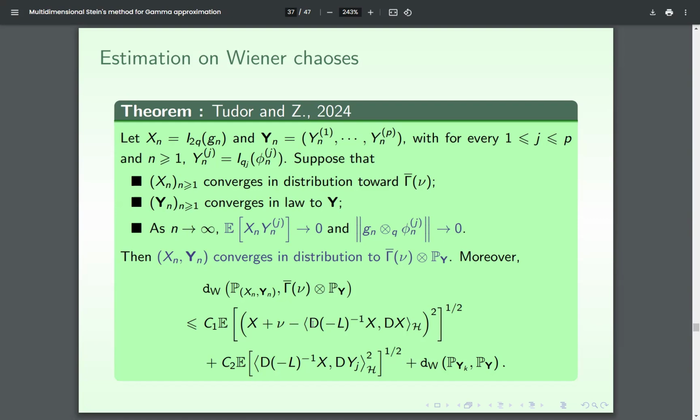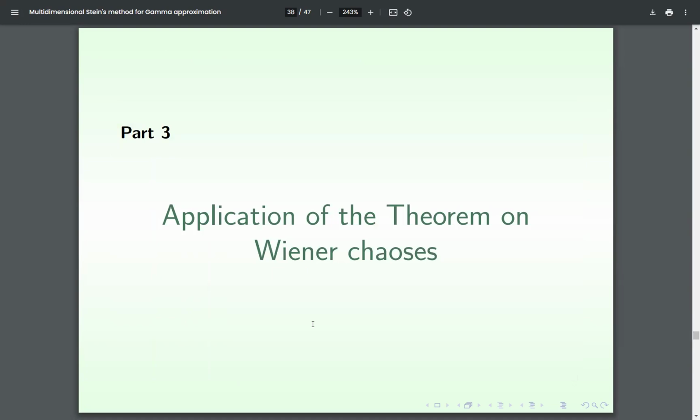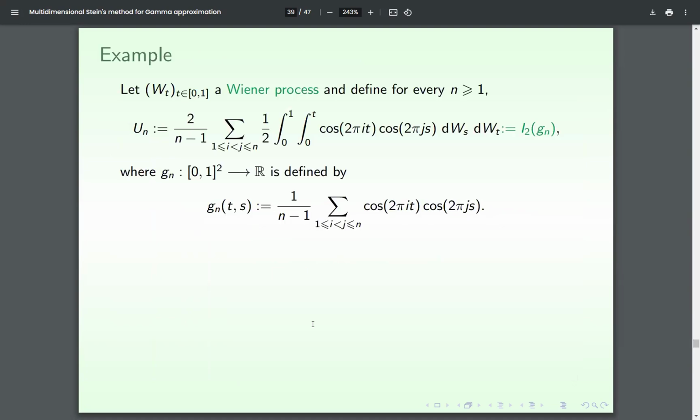So, okay, in the last few minutes, I will show you an example of how we can use those conditions, how to compute practically, for some example, to concretely show the convergence mentioned in this theorem. So here we are. The example is over there. I consider a Wiener process W_t on [0,1].